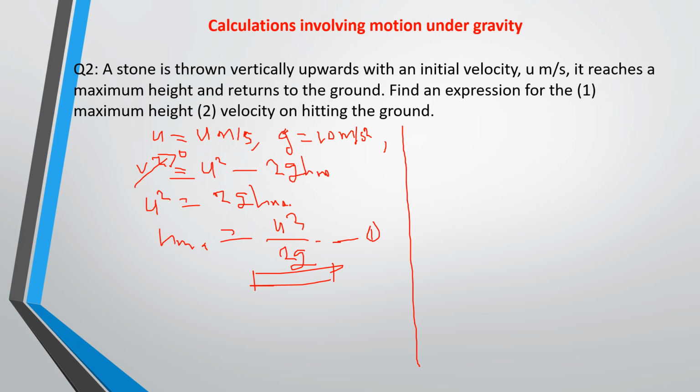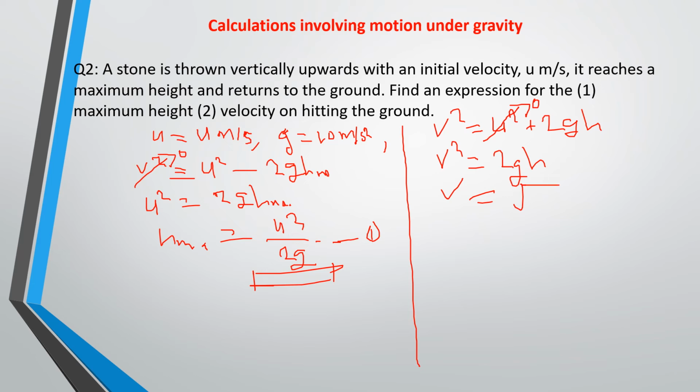Okay. At maximum height, final velocity is equal to 0 and initial velocity is equal to 0. So it's still using the same equation. v squared is equal to u squared plus 2gh. Now at maximum height, initial velocity is equal to 0. Okay, so now you have that v squared is equal to 2gh and v is equal to square root of 2gh.